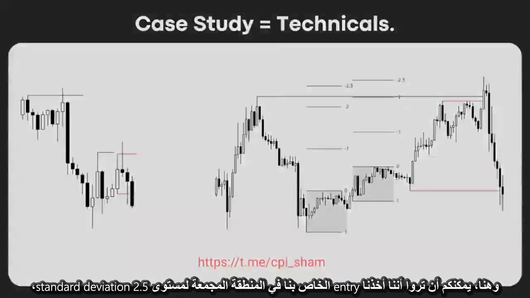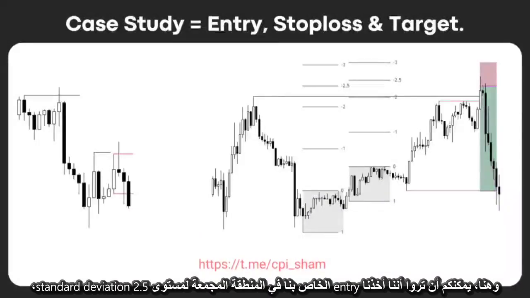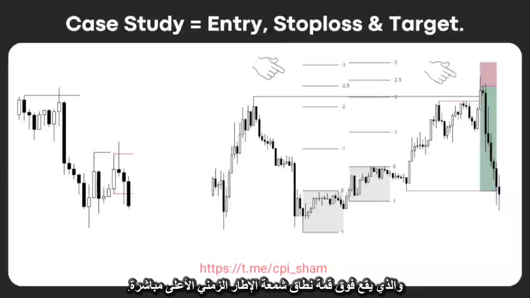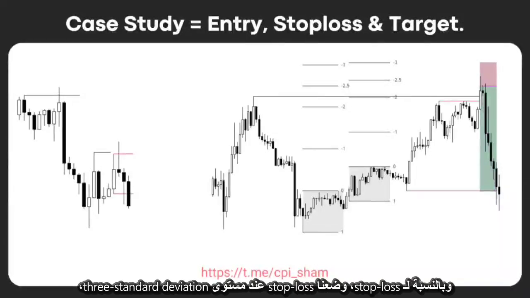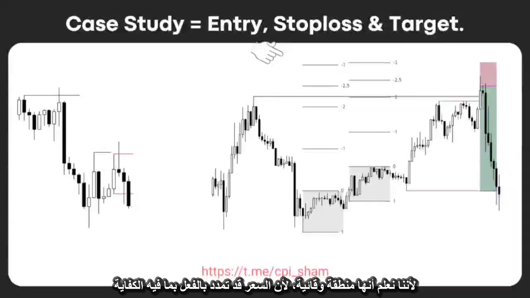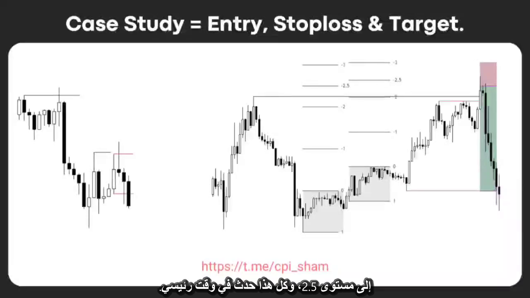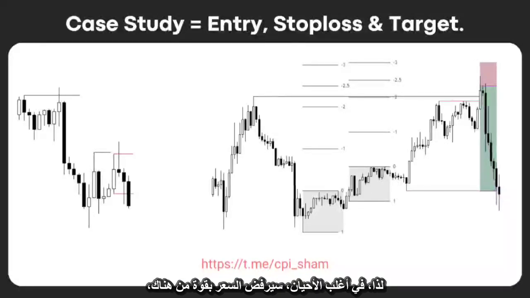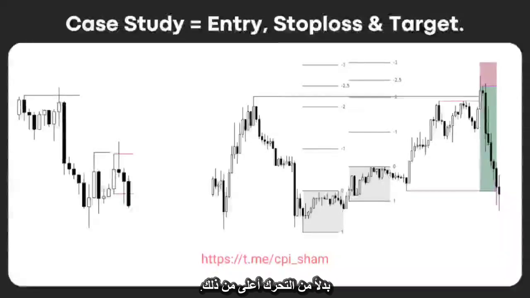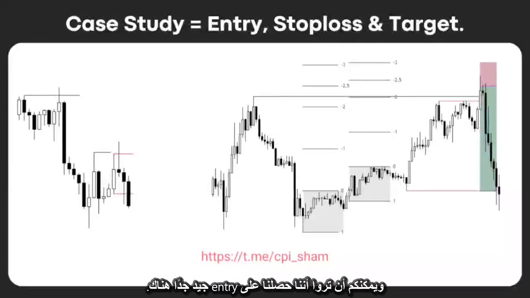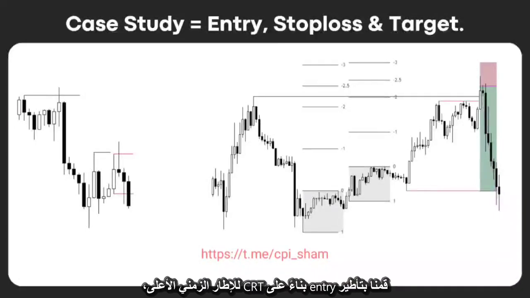Now let's move on to the next slide, and right here you can see that we took our entry at the combined zone of the 2.5 standard deviation level, which is just above the higher time frame candle range high, right? For our stop loss, we put it at the 3 standard deviation level because we know that is a protected zone. Price has already expanded enough to the 2.5 level, and it all happened at a key time. So more often than not, price is going to reject explosively off of there instead of moving even higher. And you can see we had a pretty good entry there.